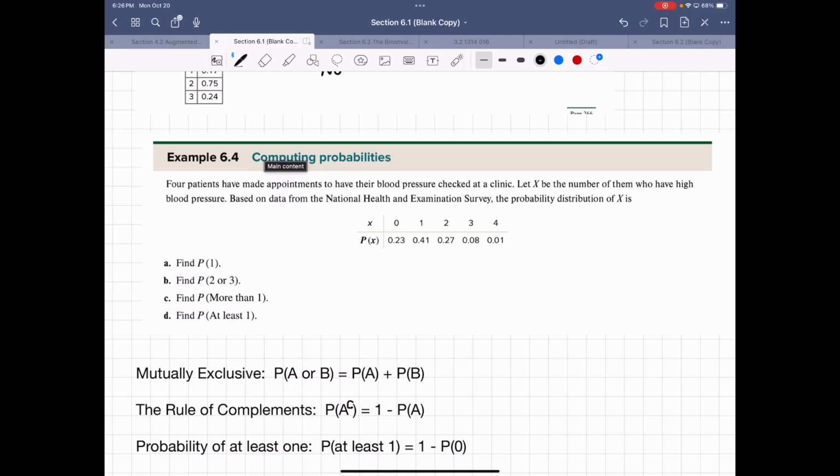Okay, so the probability that none of them have high blood pressure, that's the 0, is 0.23. Okay? Because we have 4 patients. The probability that one of them does is 0.41, 2 of them 0.27, 3 0.08, and all 4 having high blood pressure is 0.01.